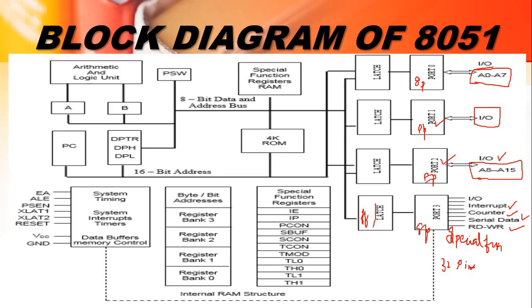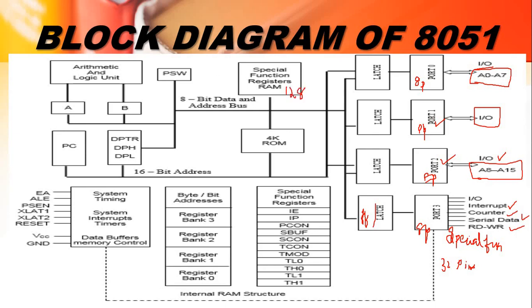Each port will have a separate port driver circuit. Next, we have the memory unit. We have a RAM memory and a ROM memory. In the RAM memory, we have a space of 128 bytes.